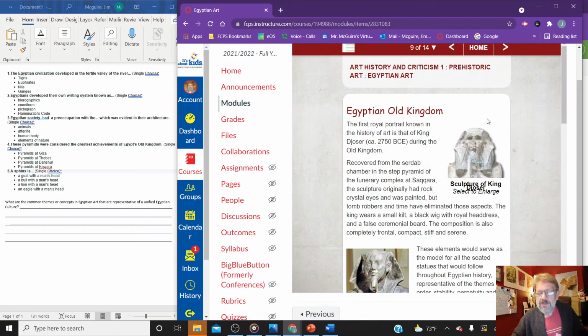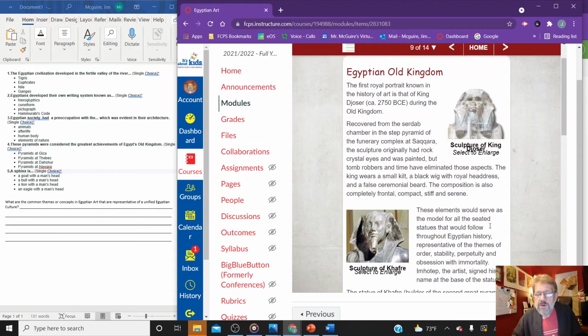Egyptian Old Kingdom. The first royal portrait known in history was that of King Djoser during the Old Kingdom, recovered from the serdab chamber in the step pyramid of the funerary complex of Saqqara. The sculpture originally had rock crystal eyes and was painted, but tomb robbers in time eliminated those aspects. The king wears a small kilt, a black wig and royal headdress, and a false ceremonial beard.